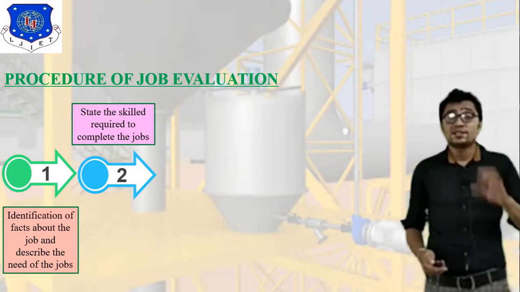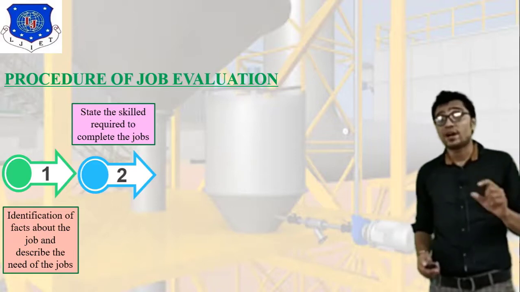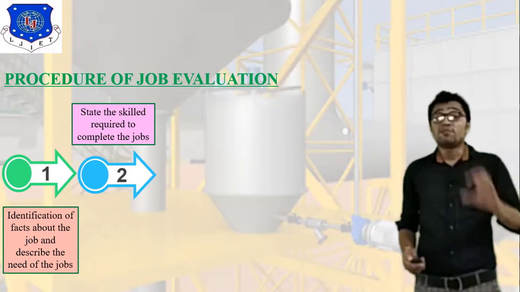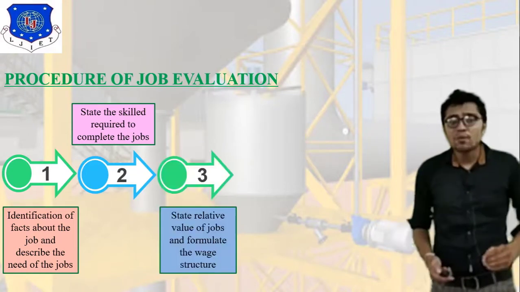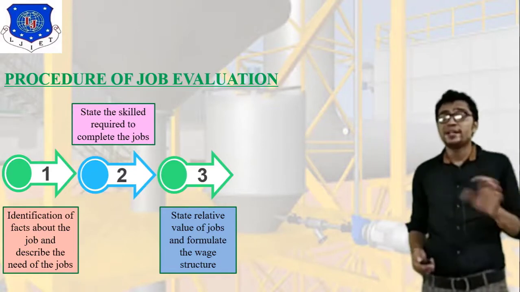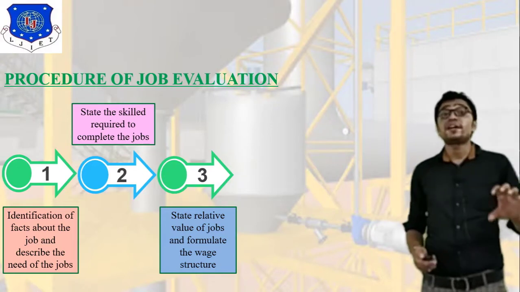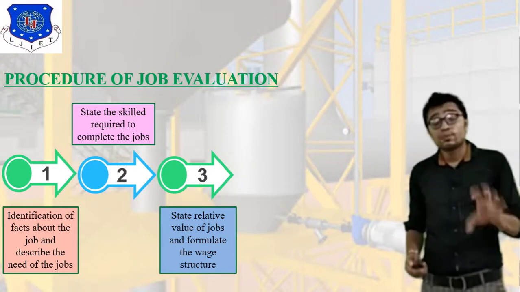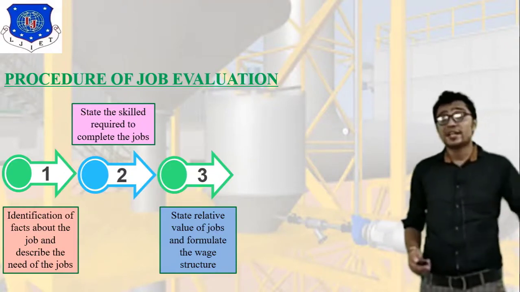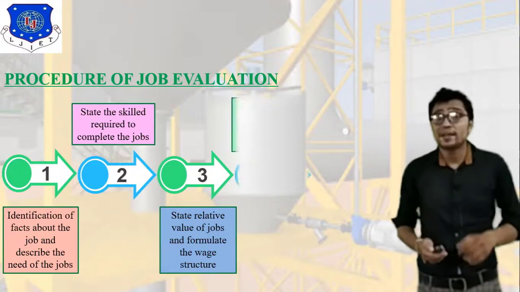Number two, state the skill required to complete the job. Skill requirement is also very important. Third, state the relative value of the job and formulate the wage structure. Based on that job evaluation, you must determine your salary, and based on that salary you must find out your wages and incentives. So this is very important.